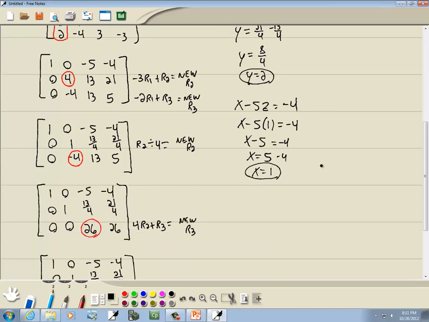Now those are answers. Usually your answer is written with parentheses around them, and then your first answer, the 1, 2, and then 1. So you put x, y, z. And that would be your answer.